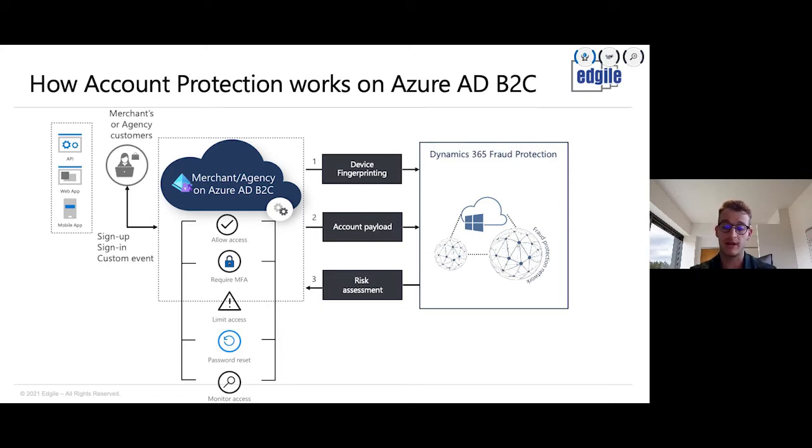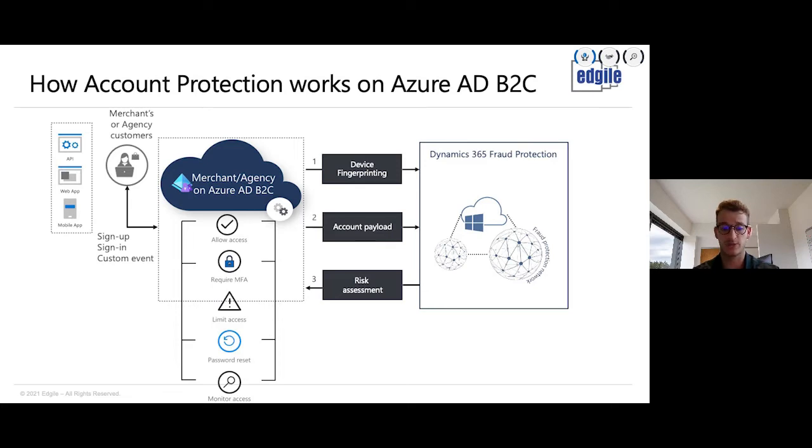Now we think about some of the great features that Azure AD B2C brings, where you can help overlay this with the Dynamics 365 fraud protection solution. I'll use a classic example here around MFA. Going back to the example I just gave, I'm logging into my account, and I like to think of it as operating like a stoplight.